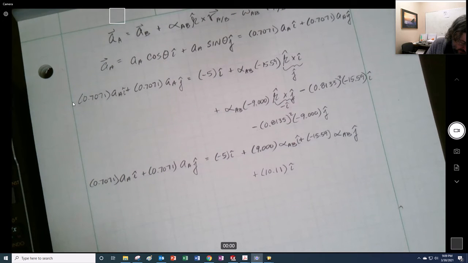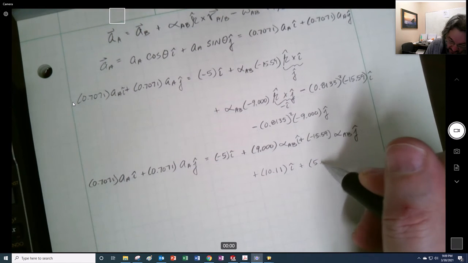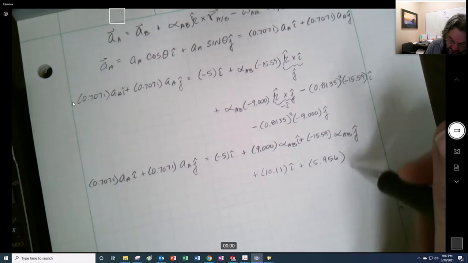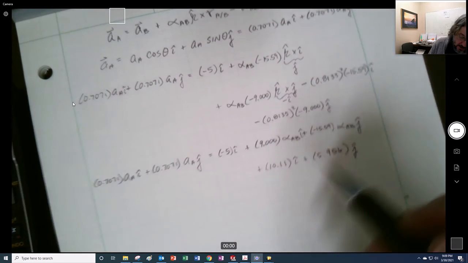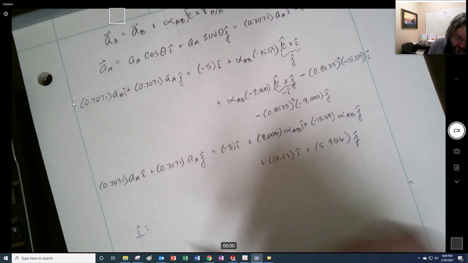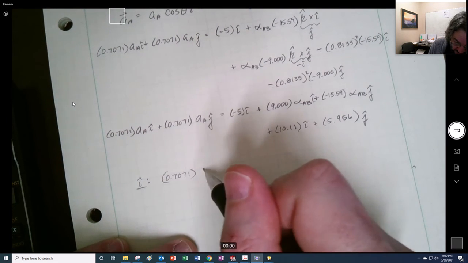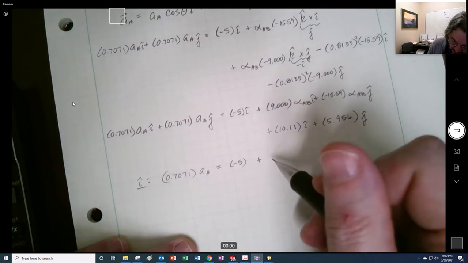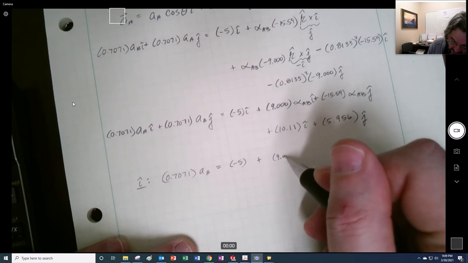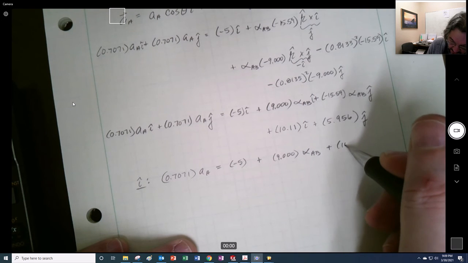So we have 0.8135 squared 9. And so we get plus 5.956 J. And so now we're going to collect the I together and say 0.7071 AA is going to be equal to negative 5 plus 9 alpha AB plus 10.11.